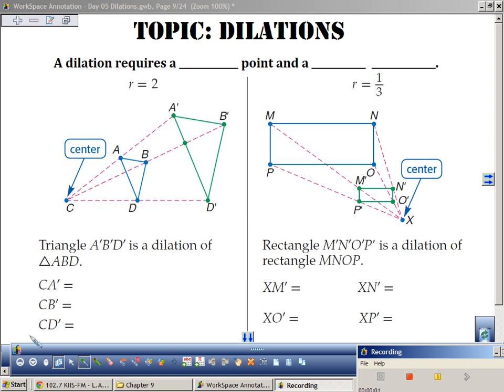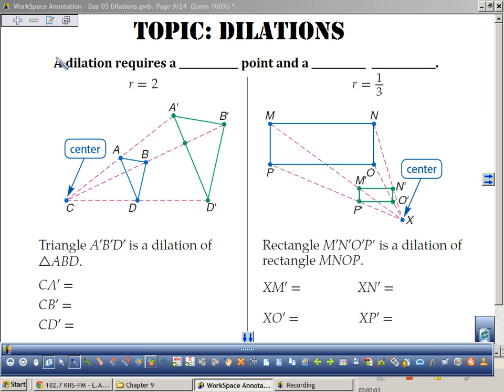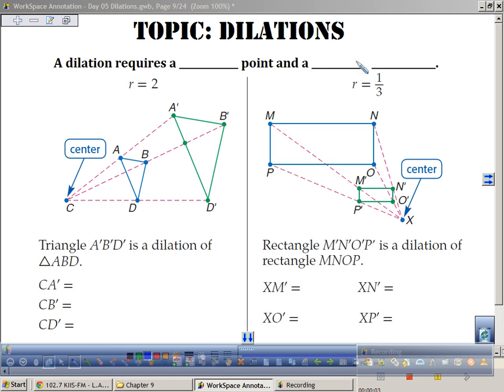Talk about dilation. So this says a dilation requires a blank point and a blank blank. So look at these figures here. What type of point do you think a dilation requires? A center point. A dilation requires a center point, so a point that we're focusing on, right?